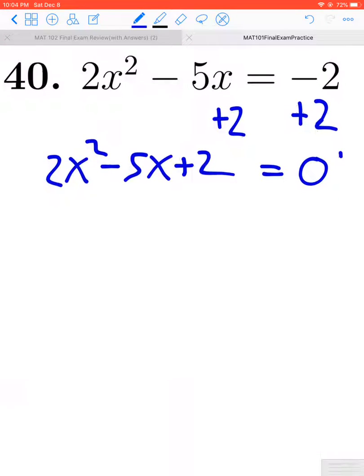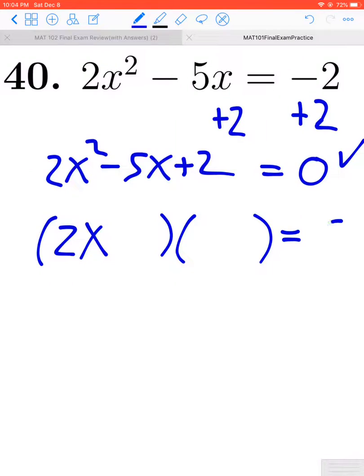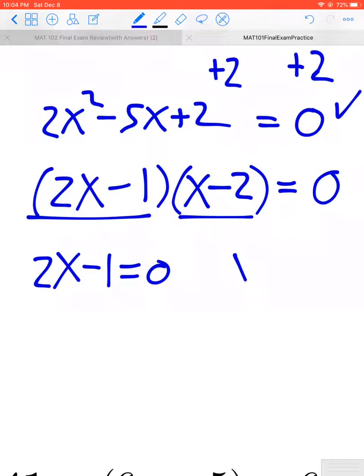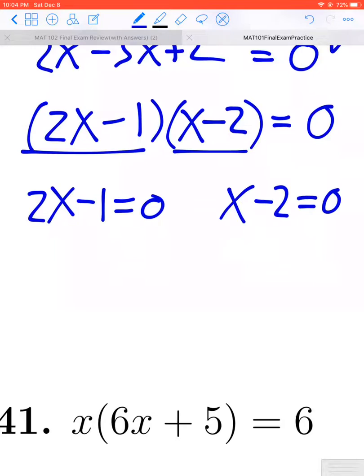Once you have one side set equal to 0, the next step is to try to factor that other side. Again, this is a trinomial with a non-1 coefficient, so you could use the AC method on this if you want. I'm just going to go ahead and skip right to the factorization. This thing will factor as a 2x and an x, a 2 and a 1, a minus and a minus. So we factored that left-hand side, and then once you have it factored, you just set each factor equal to 0 individually. So either 2x minus 1 equals 0, or x minus 2 equals 0, and then just solve each of the resulting basic linear equations.